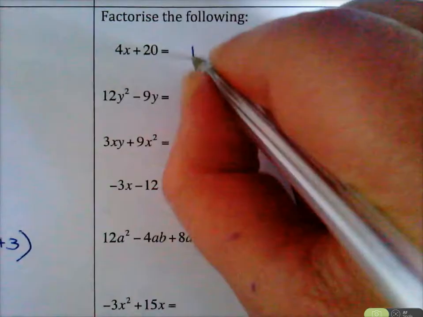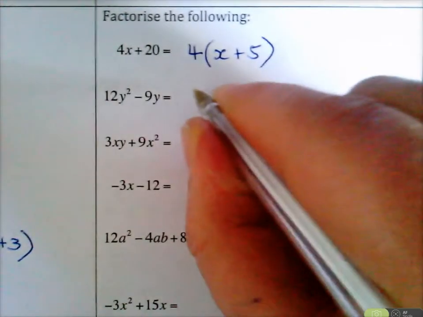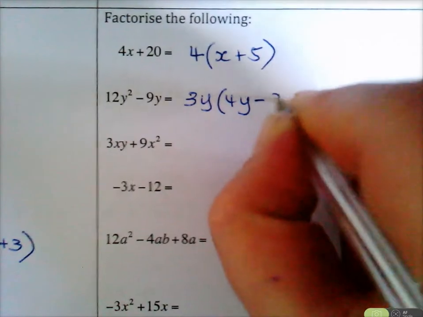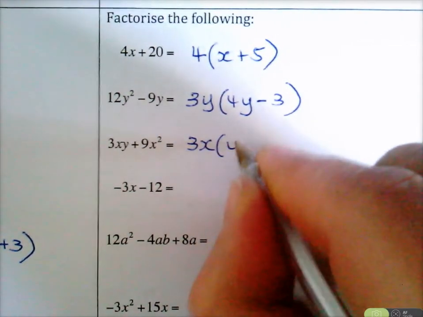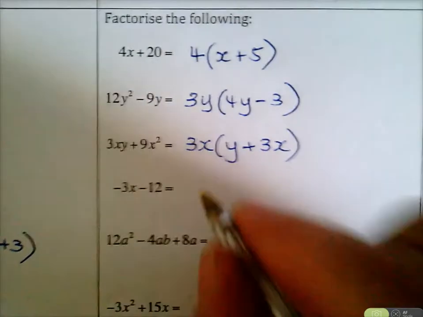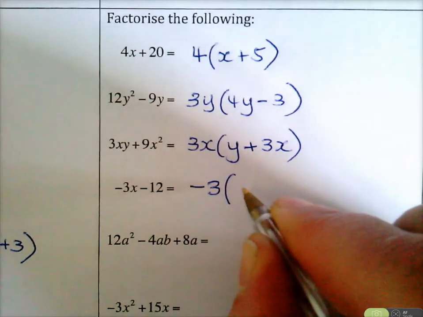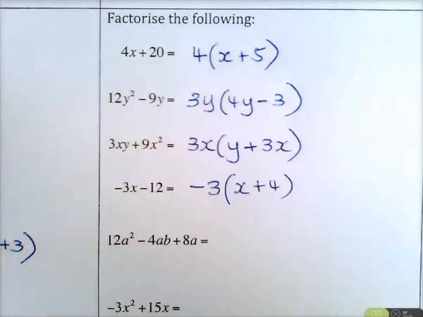Okay, just checking the answers. 4 is the common factor, x plus 5. Common factor here is 3 with the numbers and a y, and we get 4y minus 3. Common factor here is 3 and an x, you get y plus 3x. Common factor here, because the first term's negative, pull out a negative. 3 is also in common. X plus 4 it would be, minus 3x minus 12.